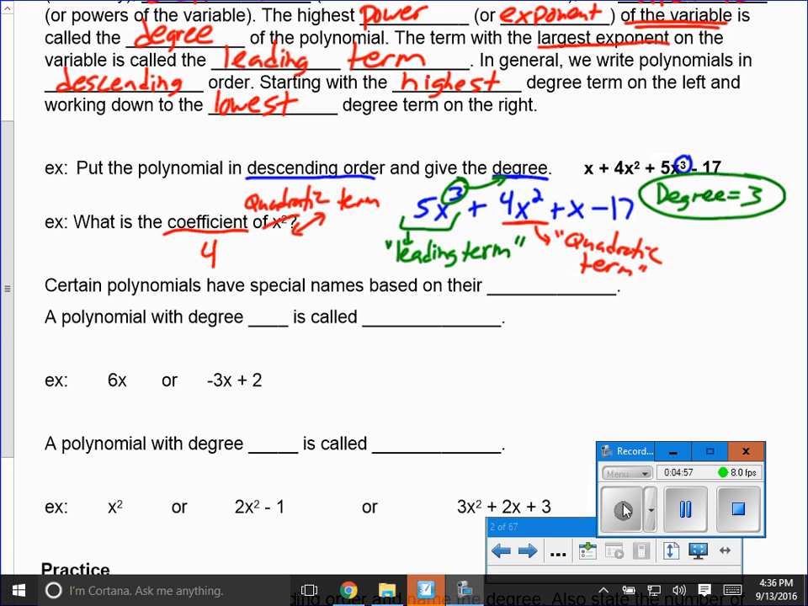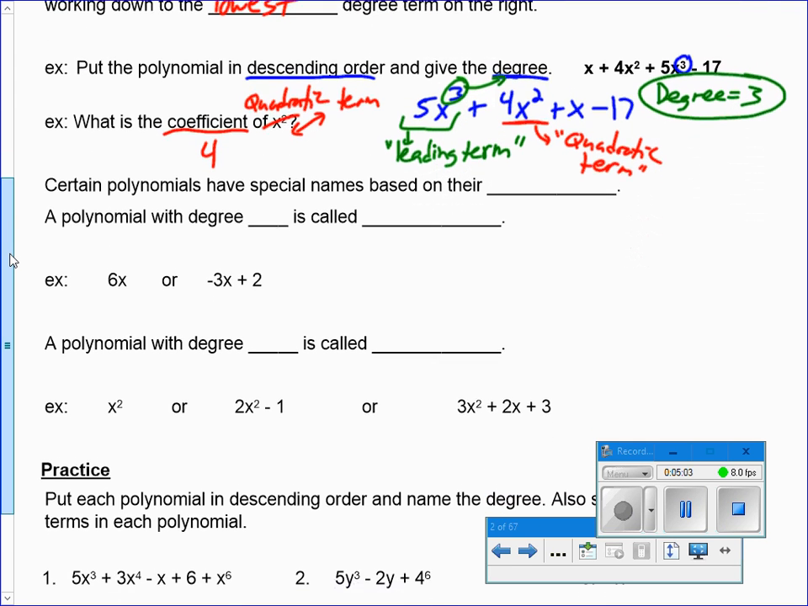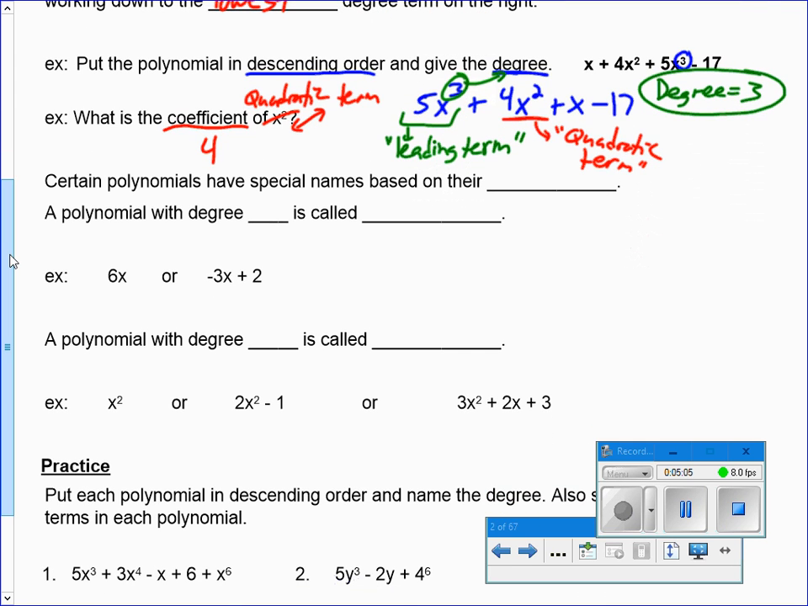We're going to get into now those names for the polynomials based on their degree. So some polynomials have special names. Those names are based on the degree. So if we have degree 1, which means just plain x, x to the first power, has the highest exponent on our variable, that's called linear.